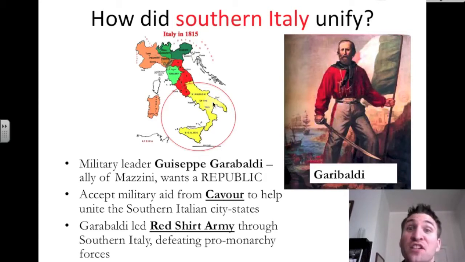And how does he do it? Using war. Garibaldi leads the Red Shirt Army, you see him wearing a red shirt, through the southern Italian states, and he defeats many pro-monarchy forces that don't want unification. And you see him carrying the Italian flag that we know today, the green, white, and red flag of Italy.